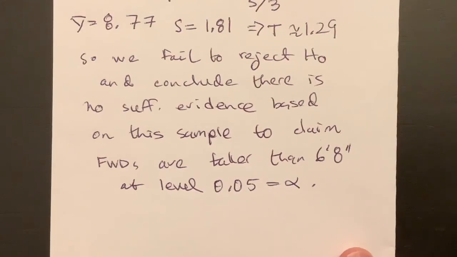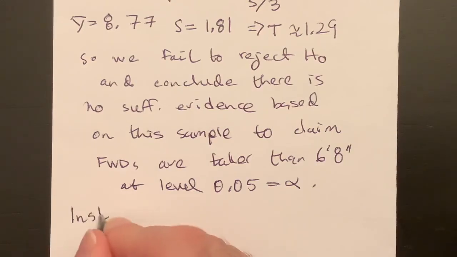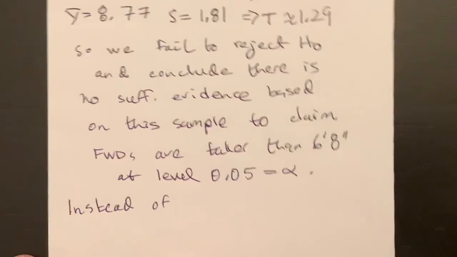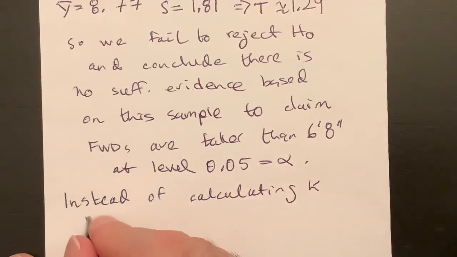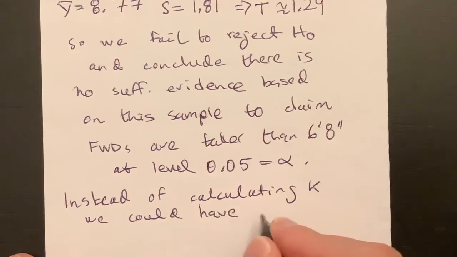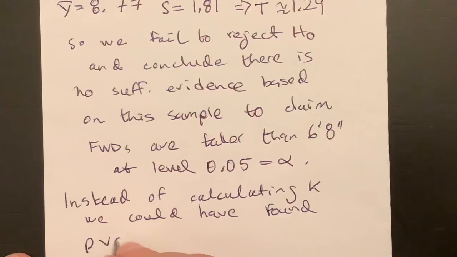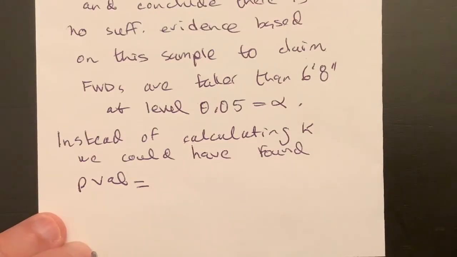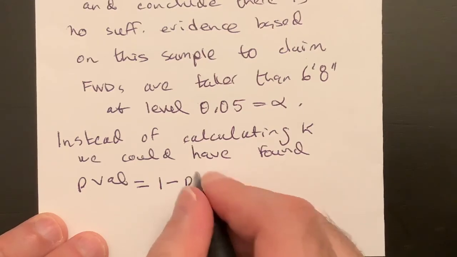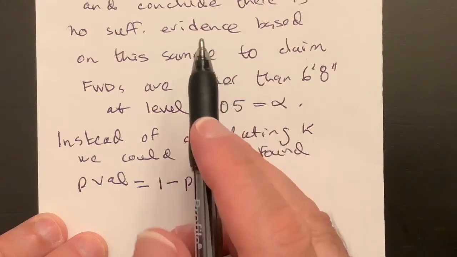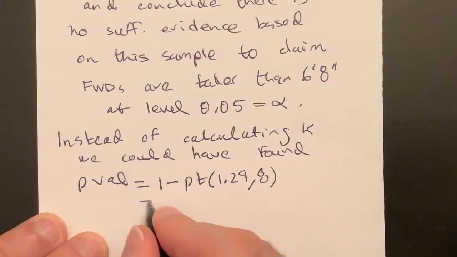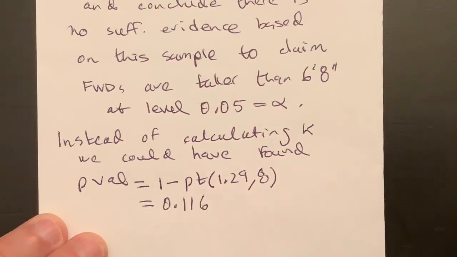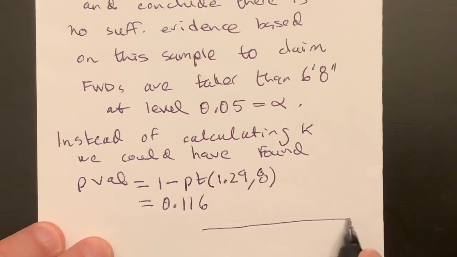P-value, if we had done that route, we didn't really need to find K. So note, instead of finding K, you might want to know K if you're going to do several of these, but if you're just doing one, instead of calculating K, we could have found the p-value, which was equal to 1 minus PT of our test statistic, 1.298, and this gives me 0.116, I think.